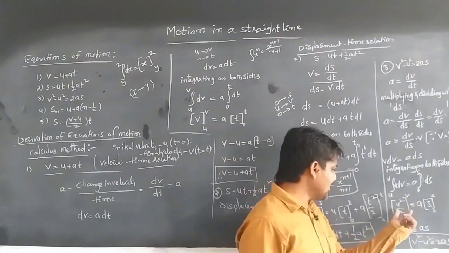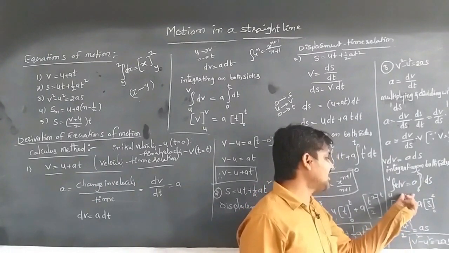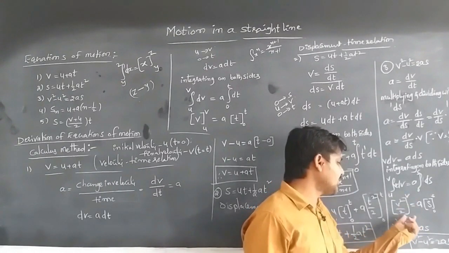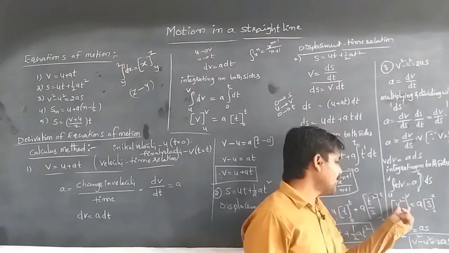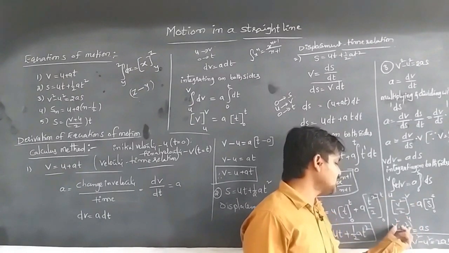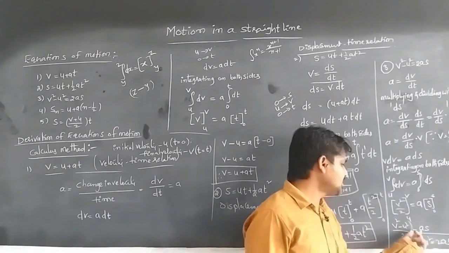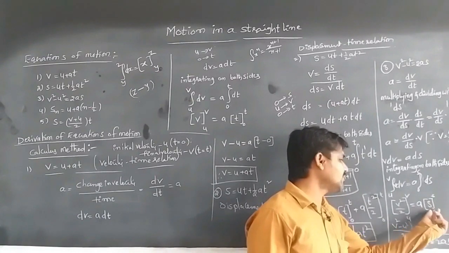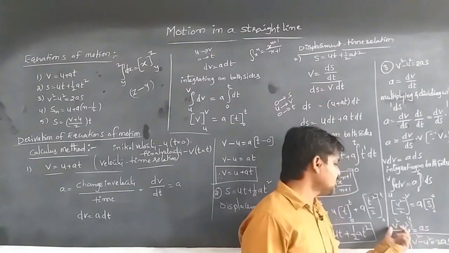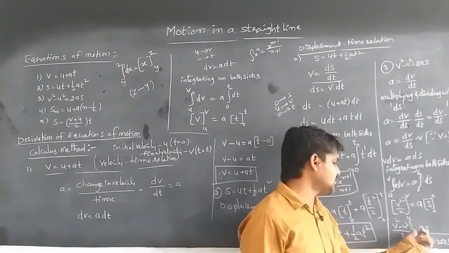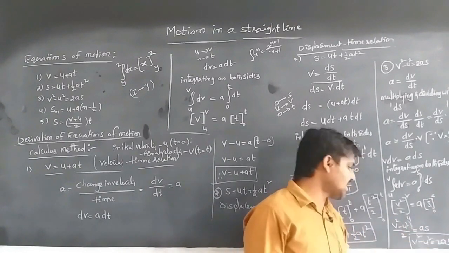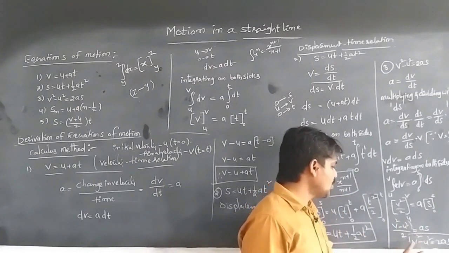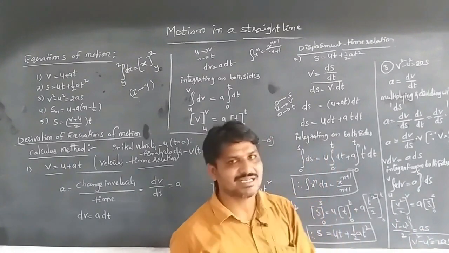By applying the limits, first we substitute the upper limit, after that the lower limit: upper limit minus lower limit. The upper limit v gives v square, minus the lower limit u, so u square. So v square minus u square by 2 is equal to a into s. For the upper limit s and lower limit 0, s minus 0 is s, so as. So v square minus u square by 2 is equal to as. From this relation, when the 2 is taken to this side and multiplied, v square minus u square is equal to 2as. That is the third kinematical equation.